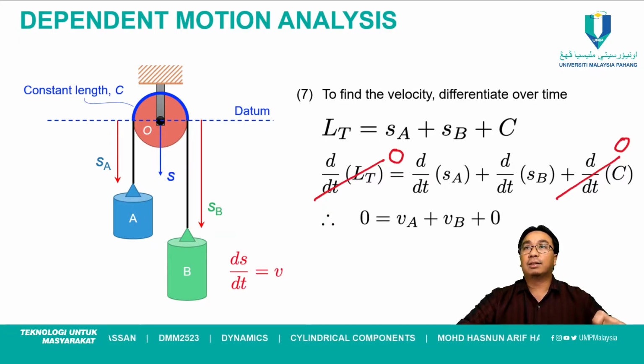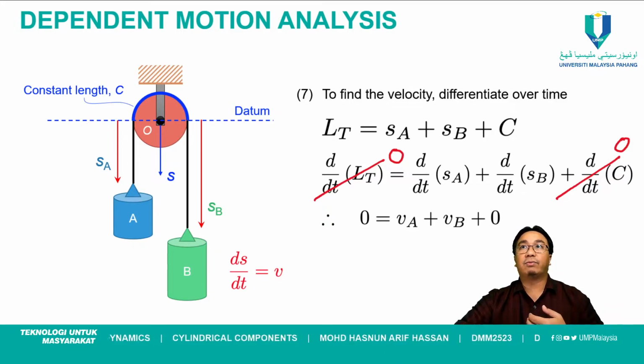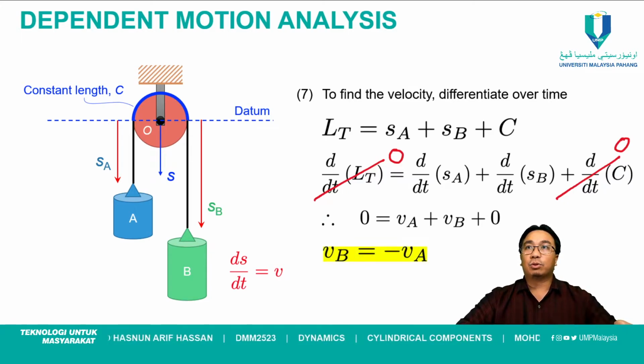So this is the relationship yang kita dapat. This is what I mean by find velocity differentiate over time. Step nombor 7 ialah to do some differentiation. Okay, dan kita susun semula. So kita akan dapat VB sama dengan negative VA. Alright, so inilah relationship velocity yang kita dapat untuk case ini.